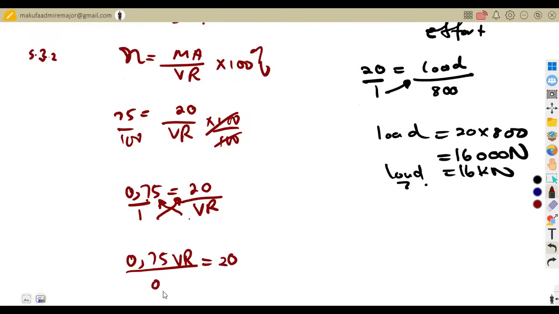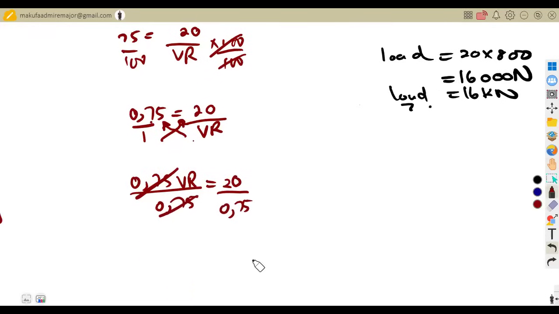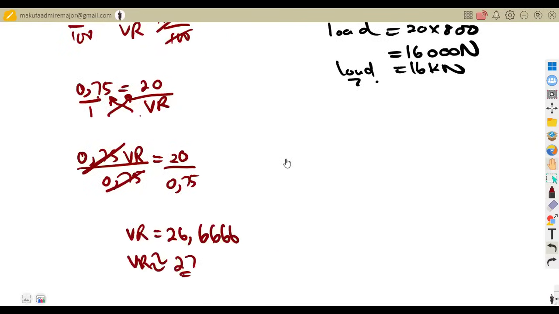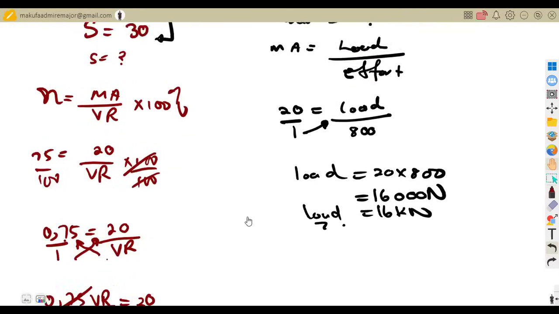So you're going to divide by 0.75, divide by 0.75. So this will cancel. We have our displacement ratio as 20 over 0.75. If we divide this, that is going to be 26.6666, and so on. So we can even approximate this. Let us just approximate to the nearest whole number as 27, all right? Which is fine. You can even leave it like that. Okay. That was our displacement ratio.